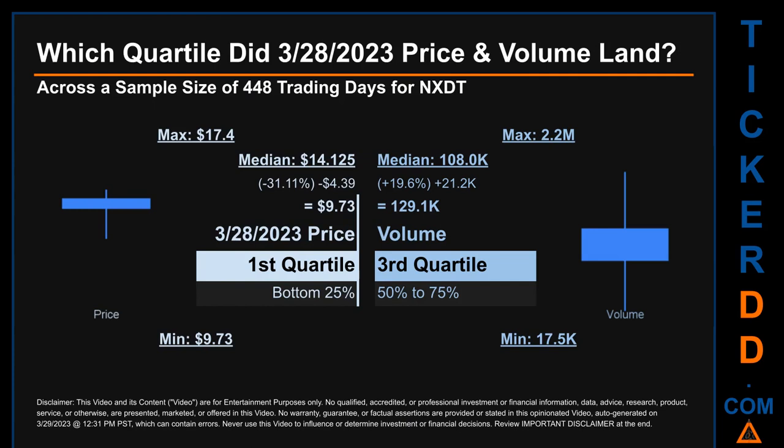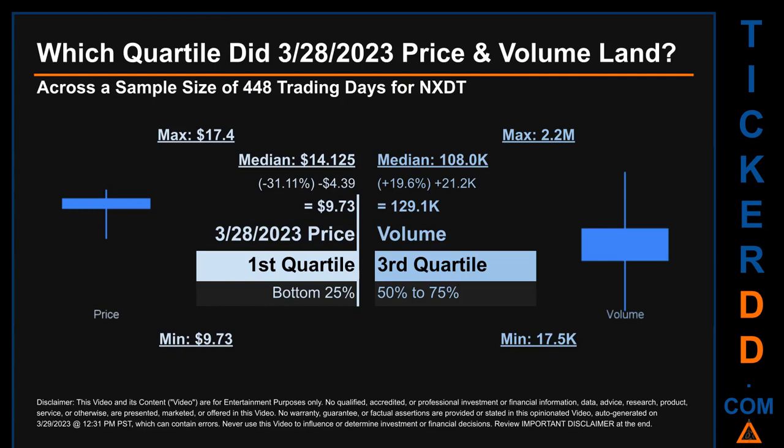Which quartile did March 28, 2023 price and volume land? Across a sample size of 448 trading days, the maximum end-of-day price for NXDT was $17.40 while the minimum was $9.73. Within that price range, March 28, 2023 price, of $9.73, landed within the first quartile, meaning it was within the bottom 25% of all sampled end-of-day prices. The day's volume landed within the third quartile, that is within the 50% to 75% range of all sampled daily volume, which saw a max daily volume of 2.2 million and a minimum of 17.5 thousand.